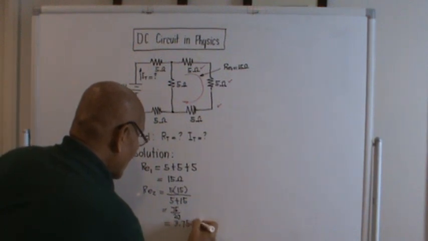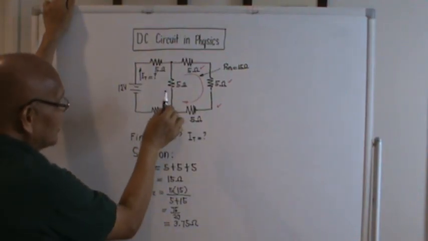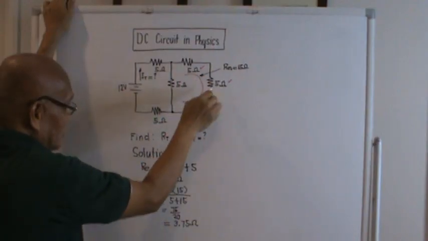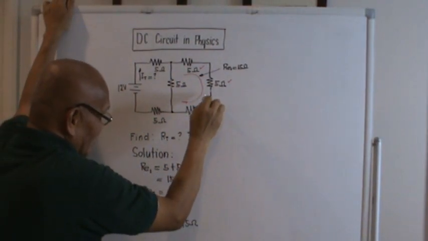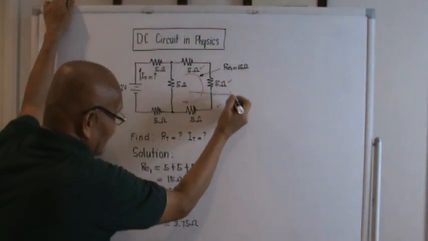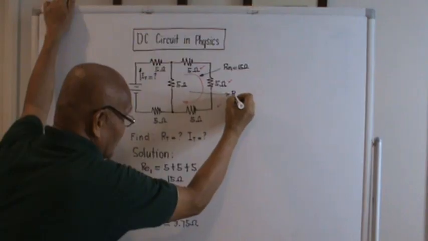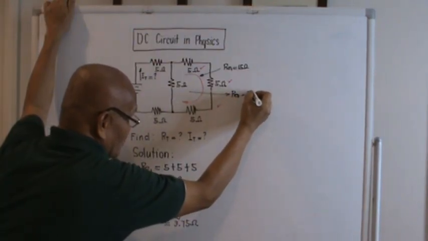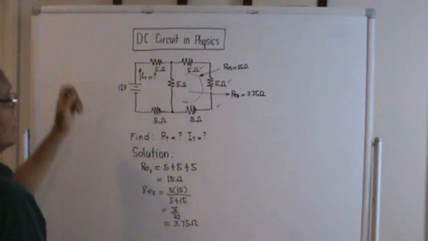3.75 ohm. Okay? So the single equivalent of this 5 here plus the single equivalent of this 3 here, we place it here to be RE2, and this should be equal to 3.75 ohm. Okay?